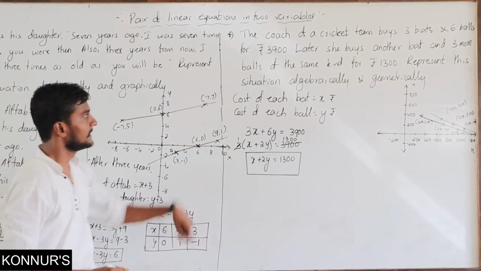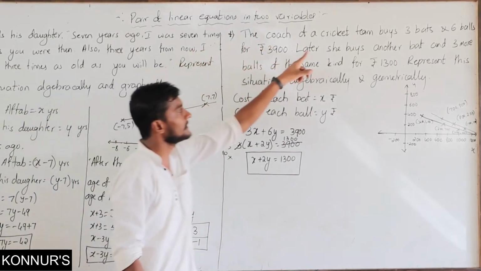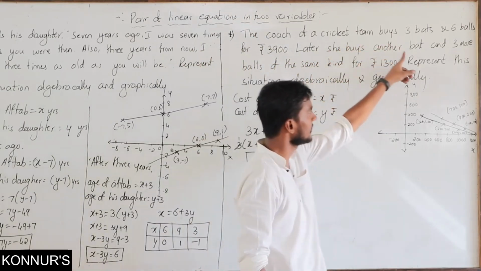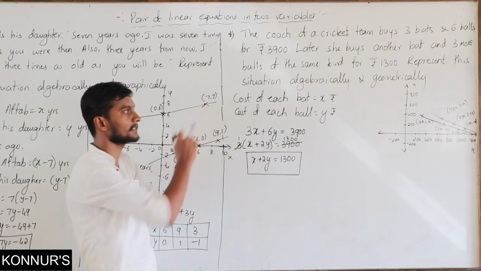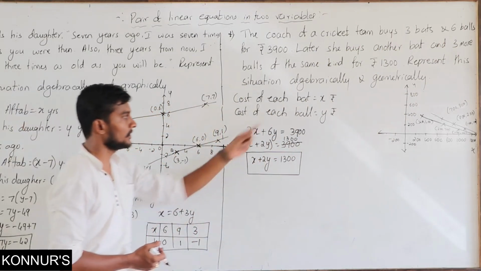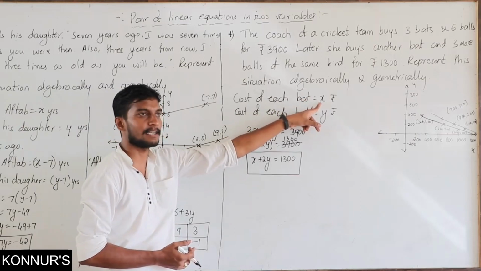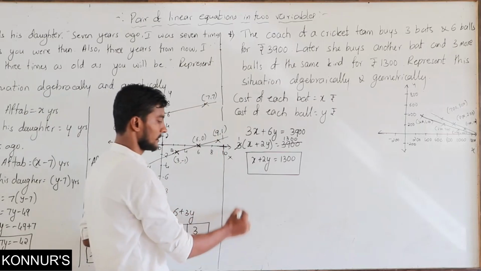And next, what is the second condition? In the second condition, later she buys another bat and 3 more balls. In the second condition, she has purchased 1 bat and 3 balls. Already we know that the cost of each bat is x rupees and the cost of each ball is y rupees. What does the condition become?